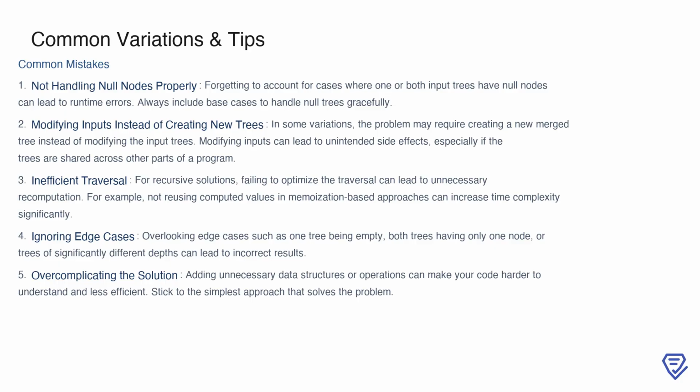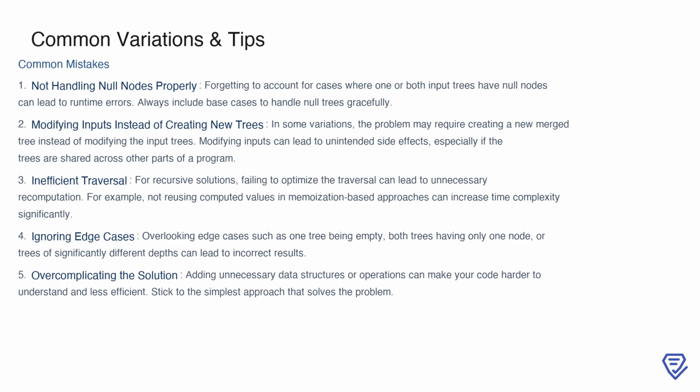Efficiency is another area where mistakes happen. For recursive solutions, failing to optimize the traversal can result in unnecessary recomputations. For instance, if you're not reusing computed values in a memoization-based approach, the time complexity can increase significantly.